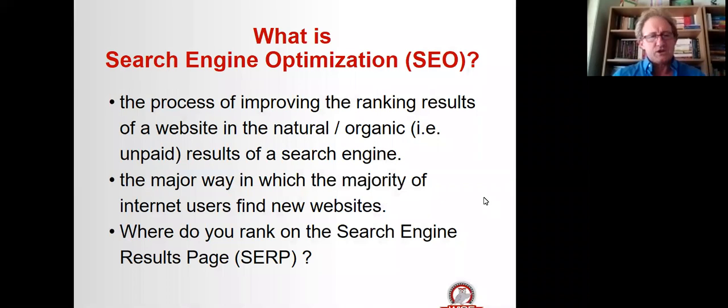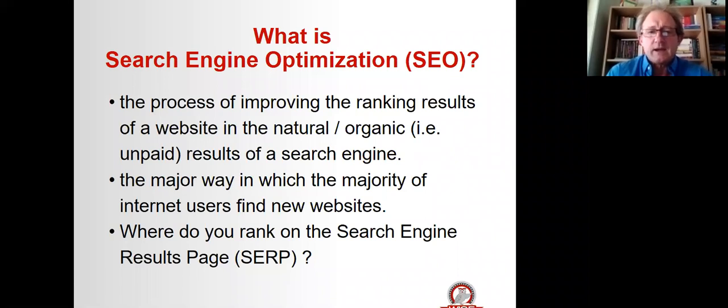So what is search engine optimization? Well, first off, it's the process of improving the ranking results of a website in the natural or organic, or what we would consider unpaid, results of a search engine. It's the major way in which the majority of internet users find new websites. Okay? So the question is, where do you rank on the search engine results page? In a sense, where do you rank on Google?